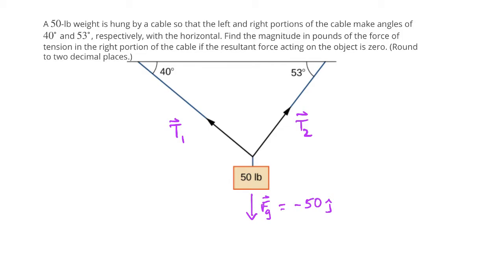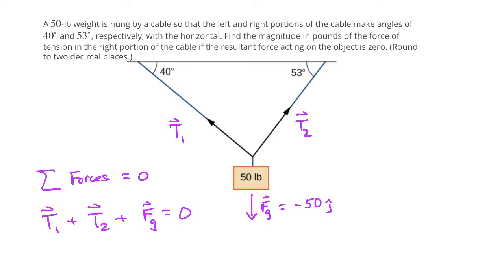Now we know that the resultant force acting on the object is 0, which means that the sum of the forces is really just going to be 0. So what we have then is that T1 plus T2 plus our force of gravity is going to give us 0.